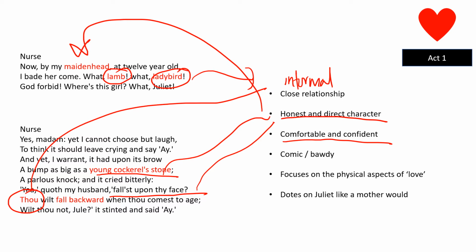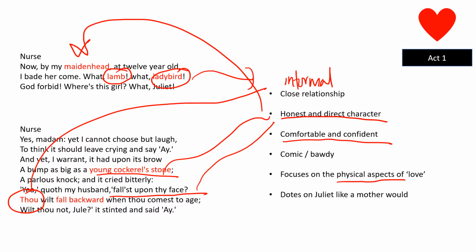She's a comic character. She's bawdy, so a lot of the time the humour is of a sexual nature, but she does appeal to the audience, because that's one way you can get people to like you, is through humour. And so she appeals to the audience with their kind of comical, earthy humour. But at the same time as that, she's focusing on the physical aspects of love.